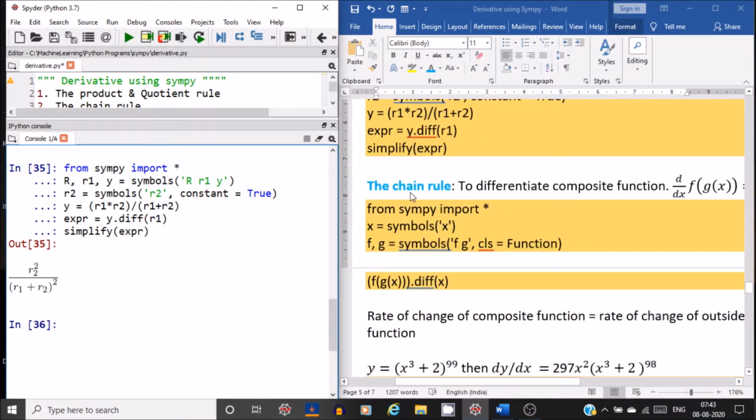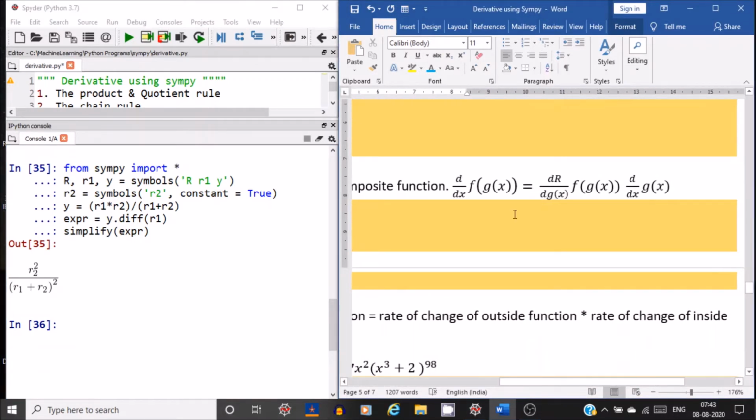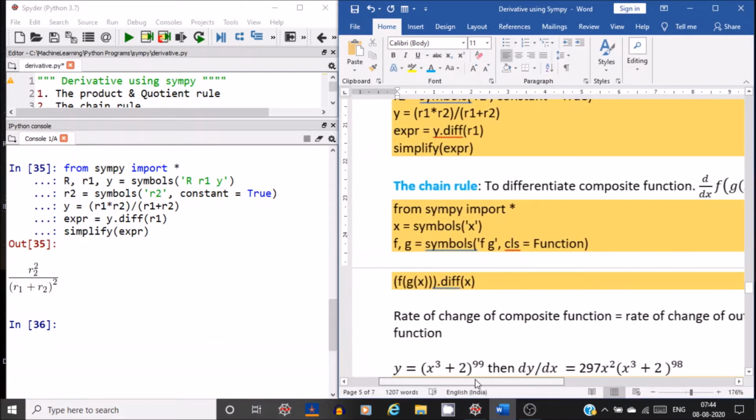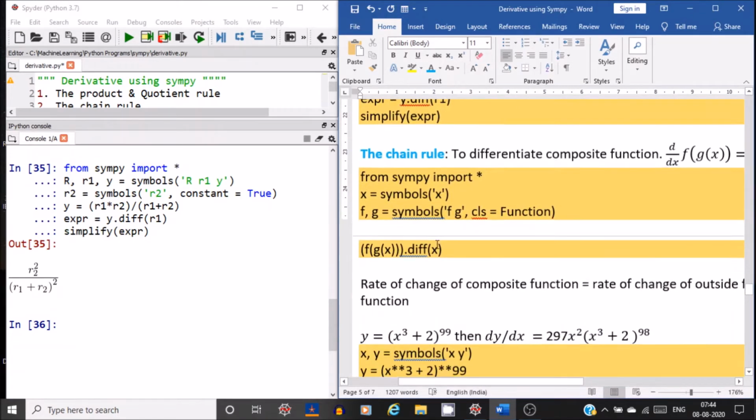Next, we see the chain rule. To differentiate a composite function, say this is our composite function. So d by dx f(g(x)) is equal to d by dg(x) f(g(x)) into d by dx g(x). Are you getting this one? So we can see the result.